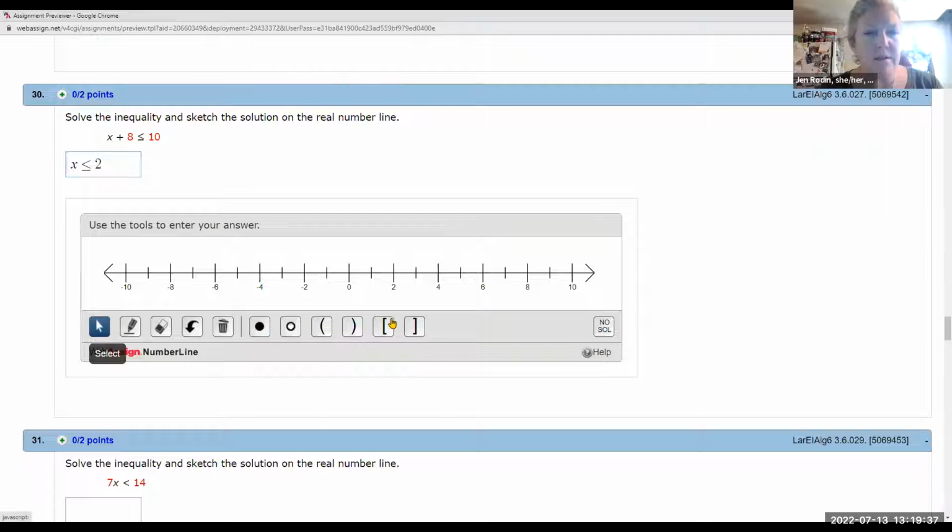So now I'll use the square bracket this time at 2. And I want to shade to the left of it. And that would be the answer for that one. So that's how we solve an inequality. They don't have just one answer. They have a whole region.